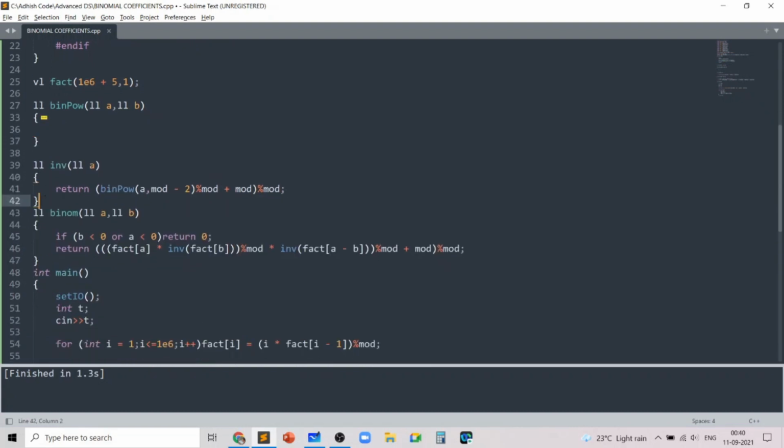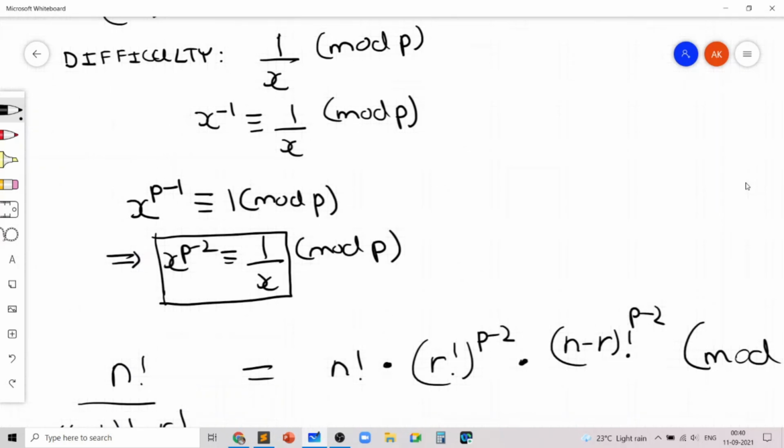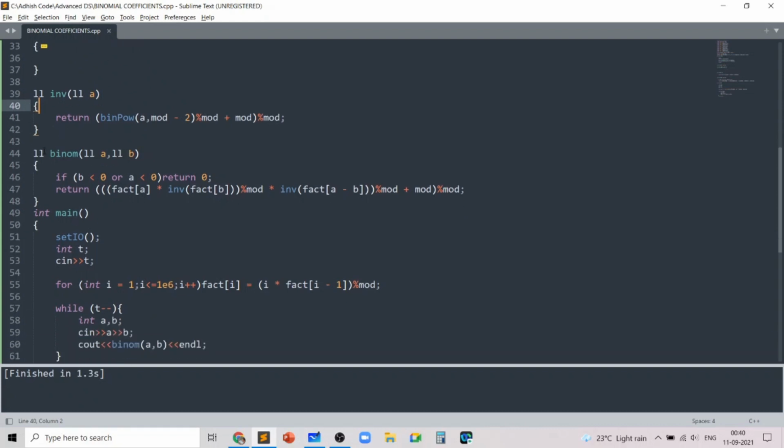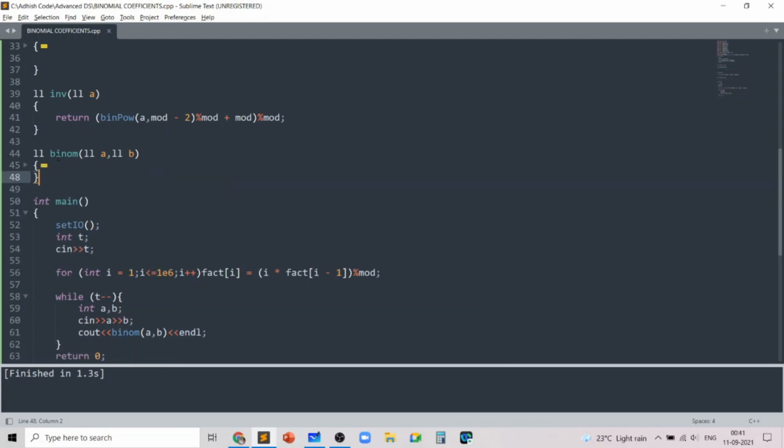And now I have the inverse function. So basically the inverse of some number x will give x to the mod minus 2, or basically x to the p minus 2, where p is the modulus. And the reason for this is what I just said, because x to the p minus 2 is 1 by x mod p, and that's what I return. Then the binomial coefficient of a choose b is given by a factorial divided by b factorial divided by a minus b factorial, and instead of dividing I use multiplying by inverse, and that's basically the whole binomial coefficient function.